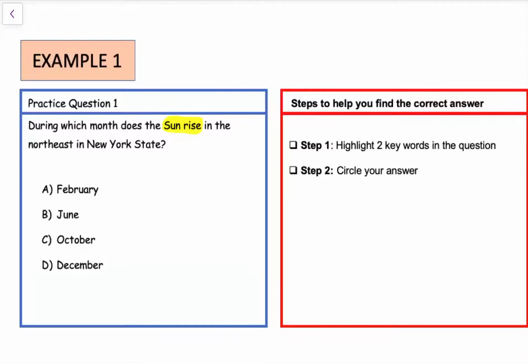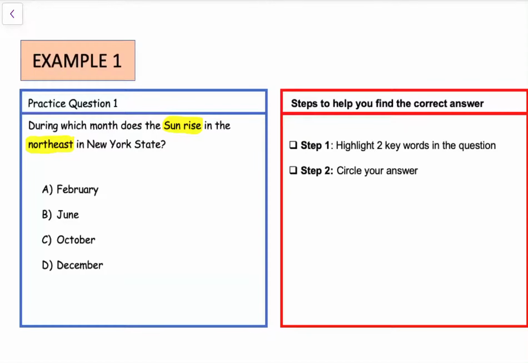Another important keyword in this question is the word northeast. We know the sun rises and sets in different directions at different times of the year. So it's important here that we highlight or underline the word northeast so that we know to focus on the sun rising in the northeast. By taking the time to highlight these two keywords, it helps my brain to focus in on what is important in this question.